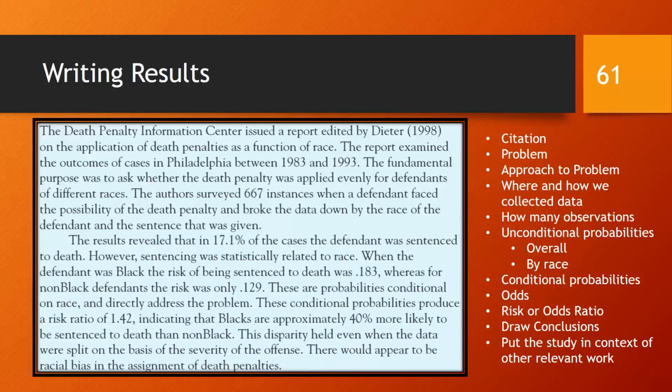It's important to know how we would write up the results of our statistical analyses. Depending on the journal and type of science we're doing, the way we write up the results may differ. However, reporting the results usually includes the same components: citation, problem, approach to the problem, where and how we collected data, how many observations there were, unconditional probabilities overall and by race, conditional probabilities, odds, risk or odds ratio, drawing conclusions, and putting the study in context of other relevant work.